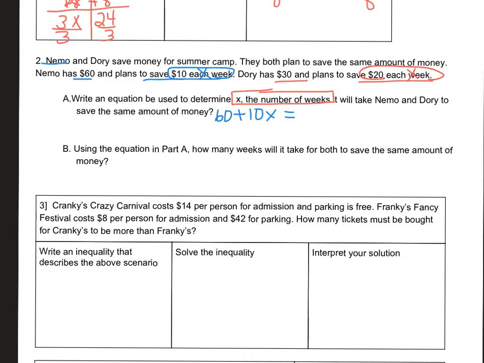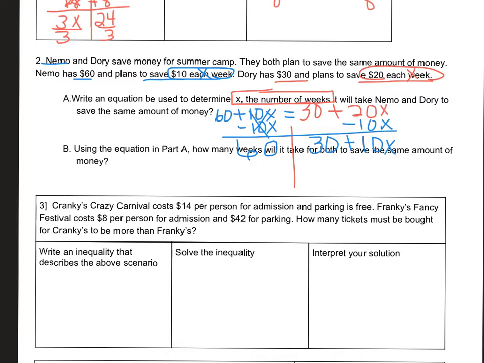And then Dory, on the other hand, started with $30 and is saving a little bit more than Nemo at $20 each week. So what we're going to do is, remember, we have to move all our variables to one side. I'm going to start off by moving my 10x. Since it's my smaller coefficient, I have to subtract 10x because I need a 0 pair here, but what I do to one side, I do to the other side. So keeping your like terms the same, 20 minus 10 is 10x. I bring everything down that's left on the left side.